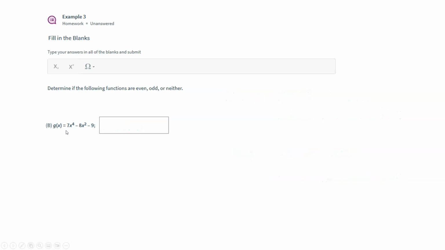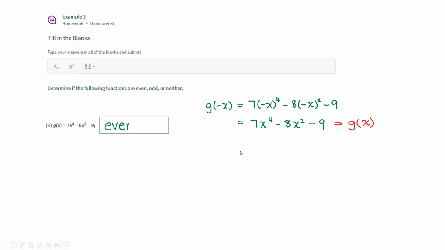For this one here, g of x equals 7x to the fourth minus 8x squared minus 9. Again, I'm going to start with g of negative x, replacing all the x's with negative x's. And when I simplify, these negatives, because they're being raised to even exponents, are just going to go away. So I'm going to end up with 7x to the fourth minus 8x squared minus 9, which you notice is the exact same thing as g of x. So this equals g of x, and as a result of that, this would be an even function.